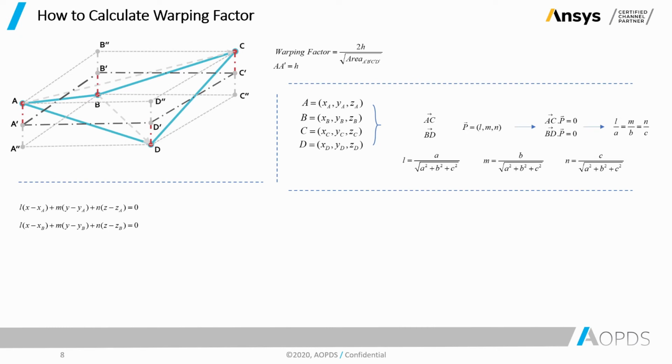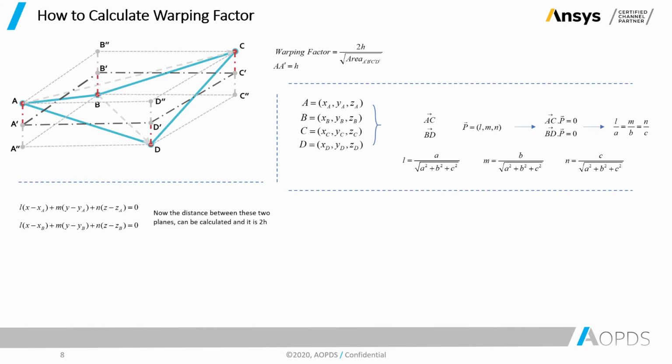Now, I can have two planes. A plane that goes through A and C, and a plane that goes through B and D. And as we know, the general standard formula for any plane needs a normal and a node, or a point in space. So for the first one, we have L, M, and N as the normal for the plane, and XA, YA, and ZA. And for the second plane, we have L, M, and N again, and node B with XB, YB, and ZB. So the distance between these two planes is going to give me 2h.